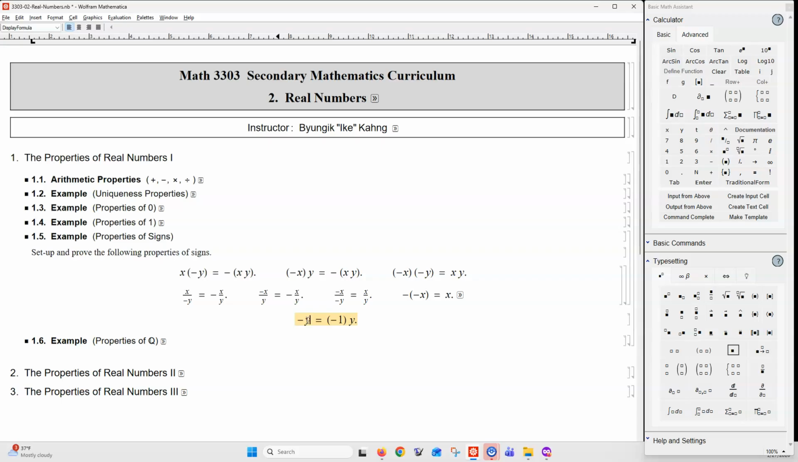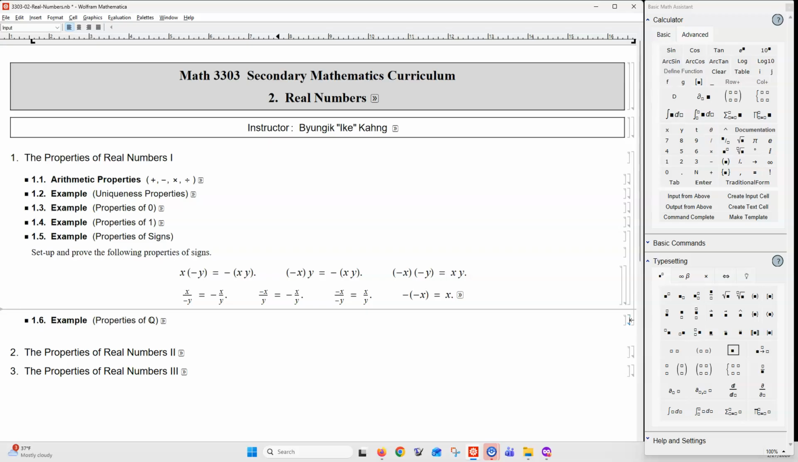So negative y is defined as the additive inverse of y. And negative 1 times y is the additive inverse of 1 times y. So the left-hand side and right-hand side will turn out to be the same, of course, but they're defined differently. If we have time to learn later, then we may come back and do that. But in any case, let's consider these.